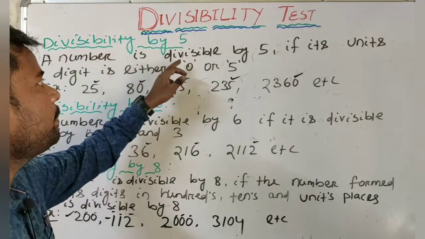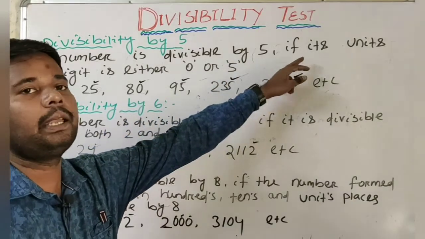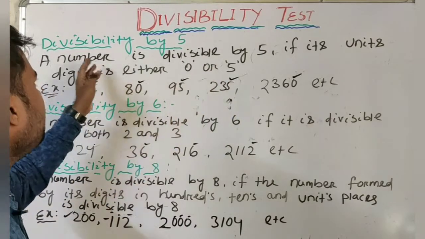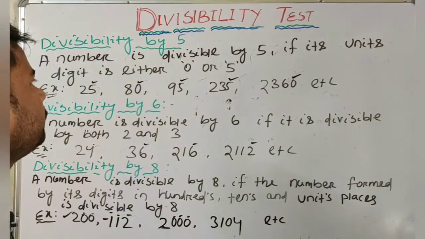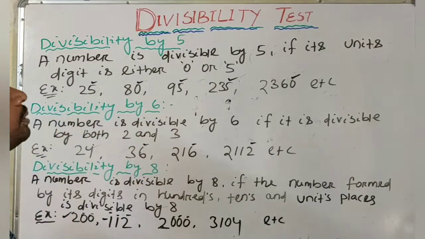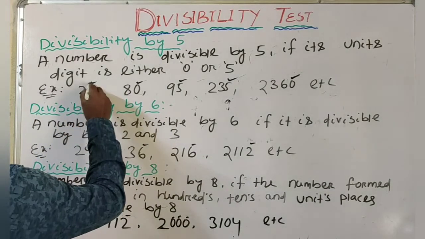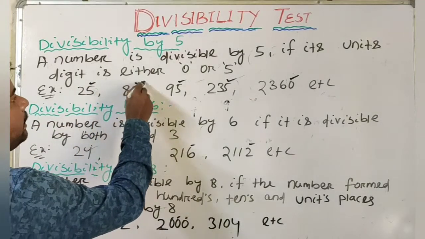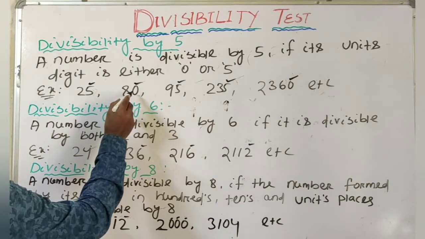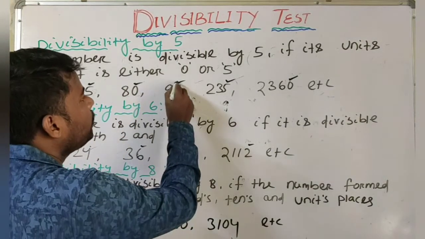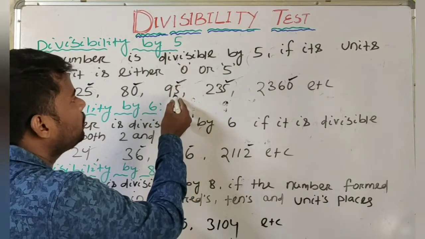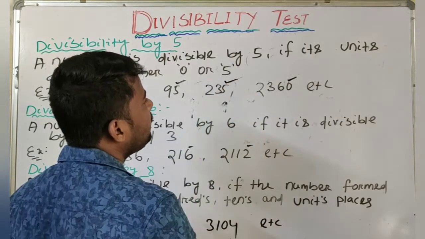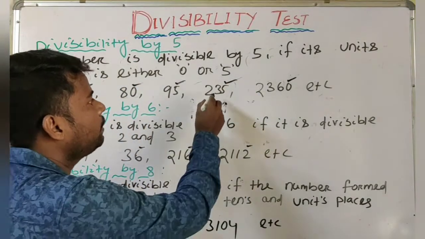A number is divisible by 5 if its units digit is either 0 or 5. Then we can say the number is divisible by 5. For that I have taken some examples. Look at these examples. Here its unit digit is 5, so this number is divisible by 5. Its unit digit is 0, so this number is divisible by 5. And here also its unit digit is 5, so this number is divisible by 5. And here 235, its unit digit is 5, so this number is divisible by 5.